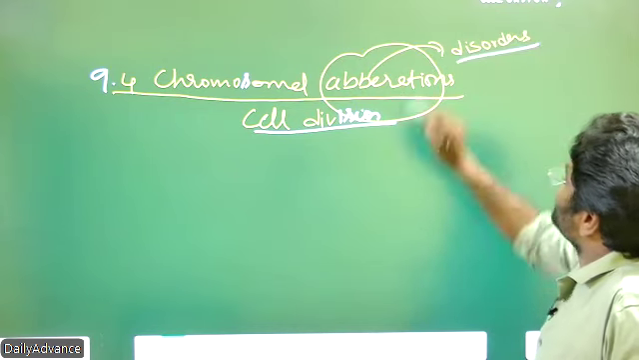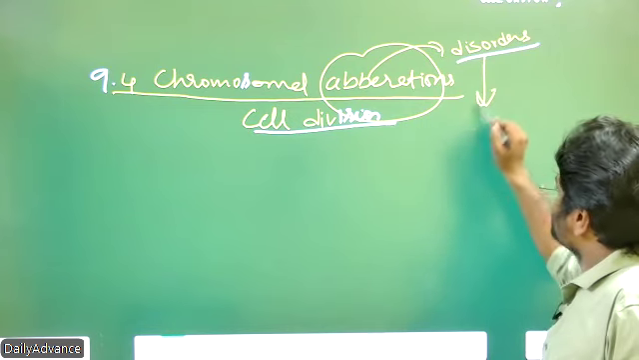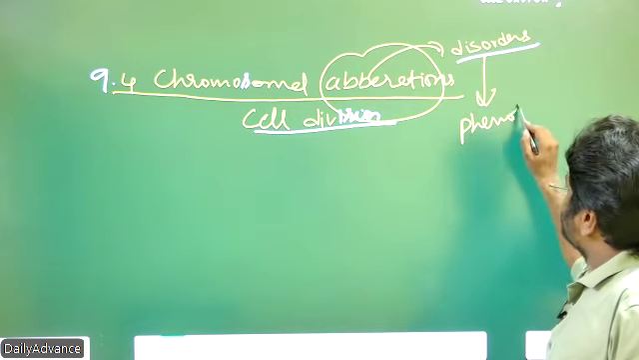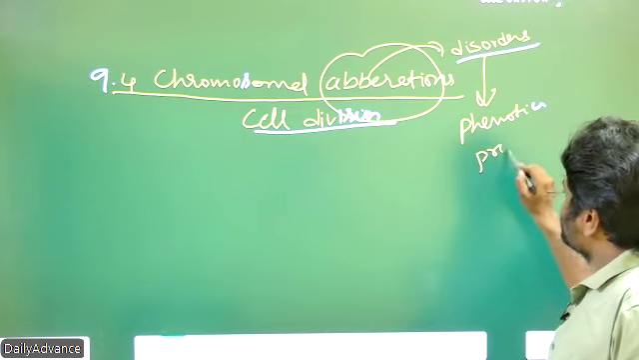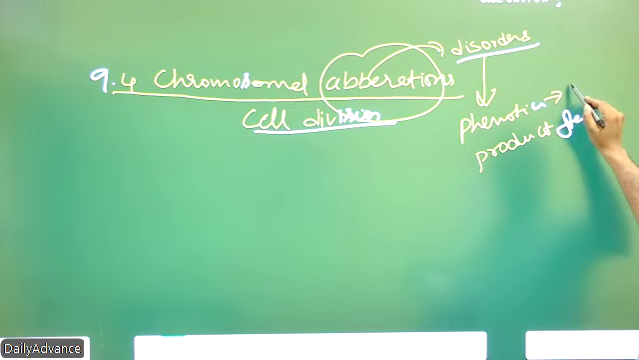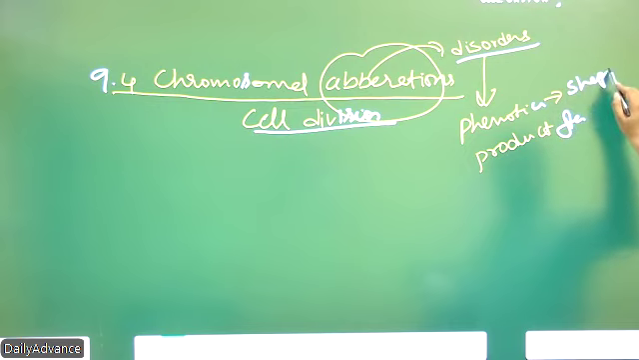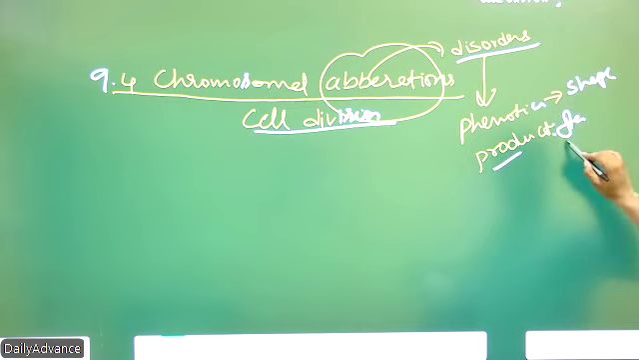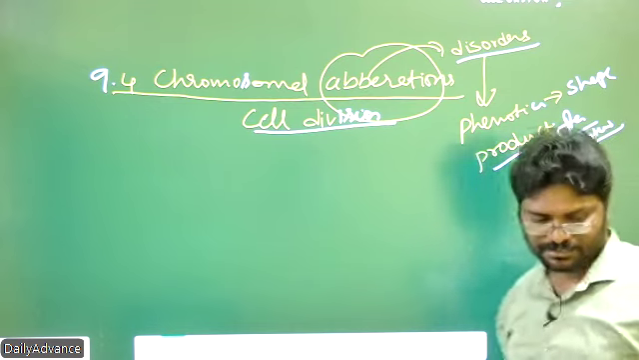If chromosomal disorders happen, what kind of phenotypic product failure occurs in our body? Phenotypic means shape and size. Product means protein synthesis. Protein synthesis, that we will discuss tomorrow.